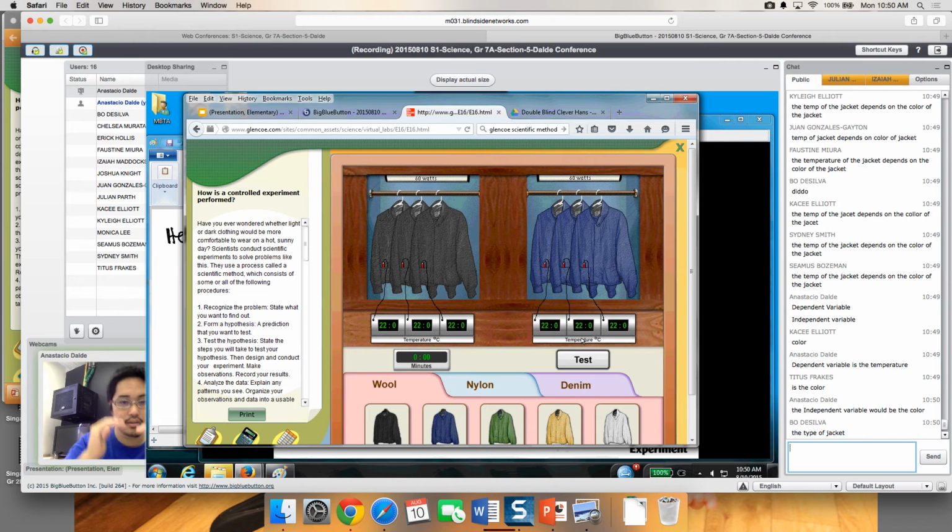You only want to have one independent variable. You only want to change one thing. That's important in an experiment. Because if this were black nylon jackets and this were blue wool jackets, I wouldn't be comparing those two things. I would have more than one independent variable. My independent variable would be the color of the jacket and the type of material. That's a problem. So you only want one independent variable at all times.